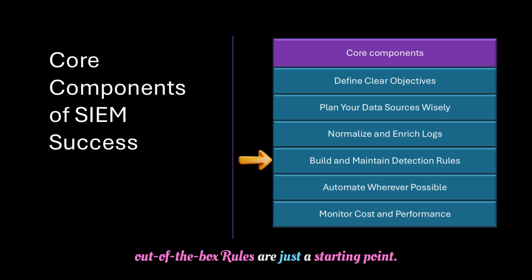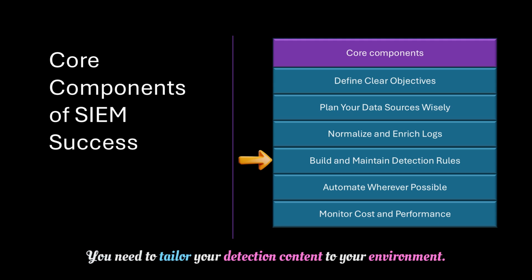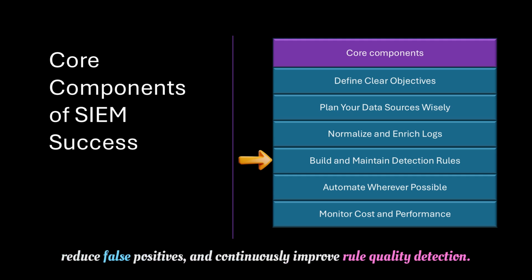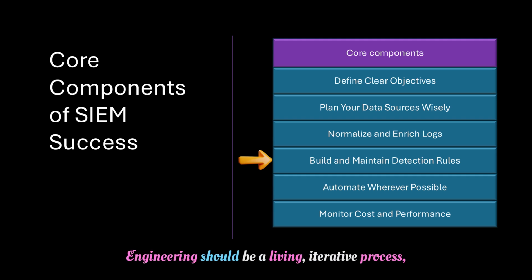Out-of-the-box rules are just a starting point. You need to tailor your detection content to your environment. That includes writing custom rules, fine-tuning thresholds, and using behavioral analytics. Work with your SOC analysts to identify gaps, reduce false positives, and continuously improve rule quality. Detection engineering should be a living, iterative process, not a one-time setup.